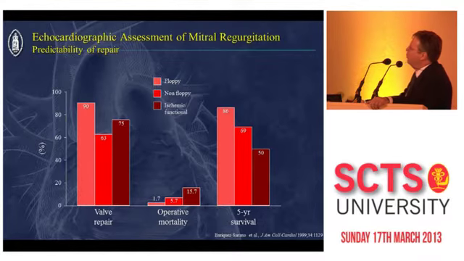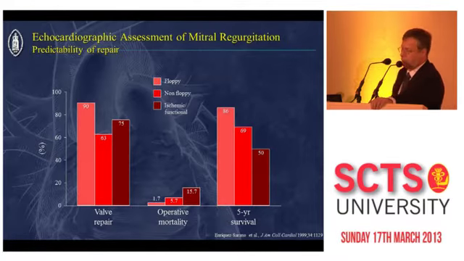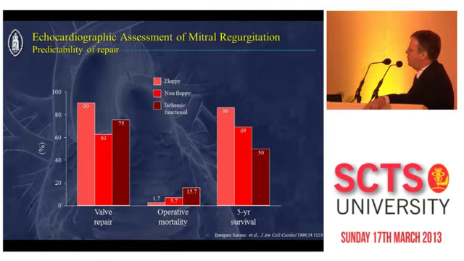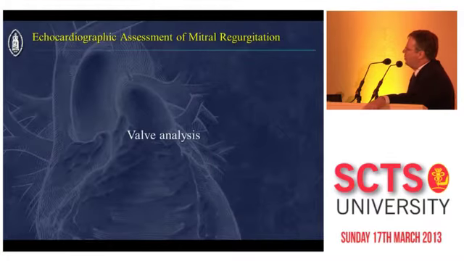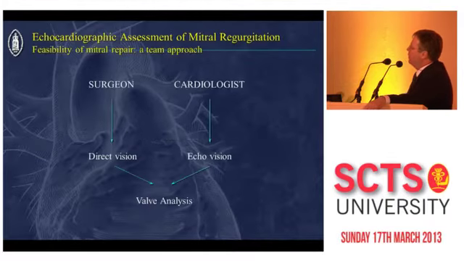You see that the durability, which is shown here as 5-year survival, is excellent when you repair floppy valves. It's a bit less when you repair rheumatic valves. And of course, you have the burden of CAD and left ventricular dysfunction in the patients with ischemic MR. So not all this attrition here is due to the mitral regurgitation itself, but also due to the underlying disease, of course. So to make that assessment, we use a valve analysis.